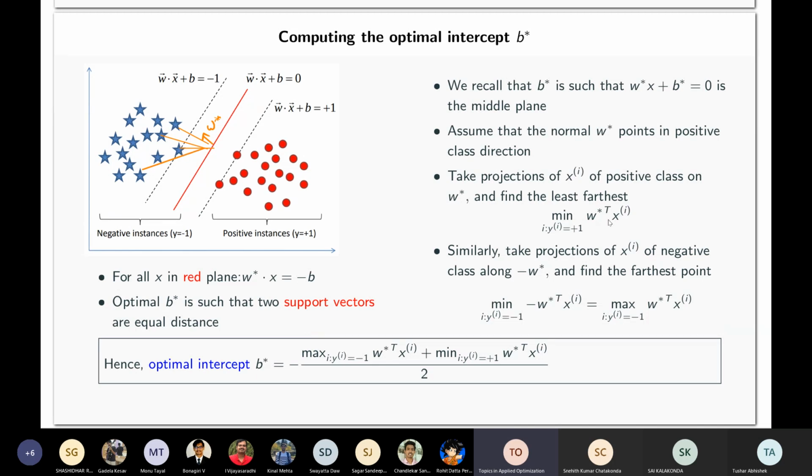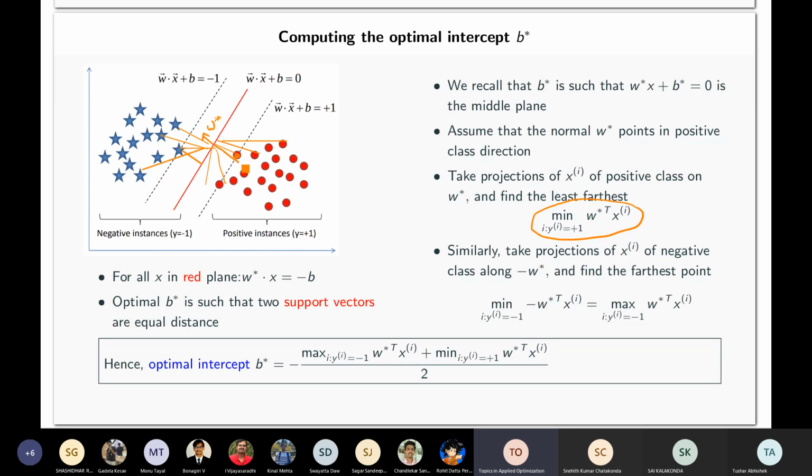So one case will be like the minimum, the least farthest. In other words, I'm looking for that support vector, and that will give me the support vector. If you have a handle on the support vector, obviously you can put that directly. And since W is this way, if I choose a projection, then I have to maximize, because it will be like minus W star now, right? And then I will also take projections among these guys and check which is at the closest distance.